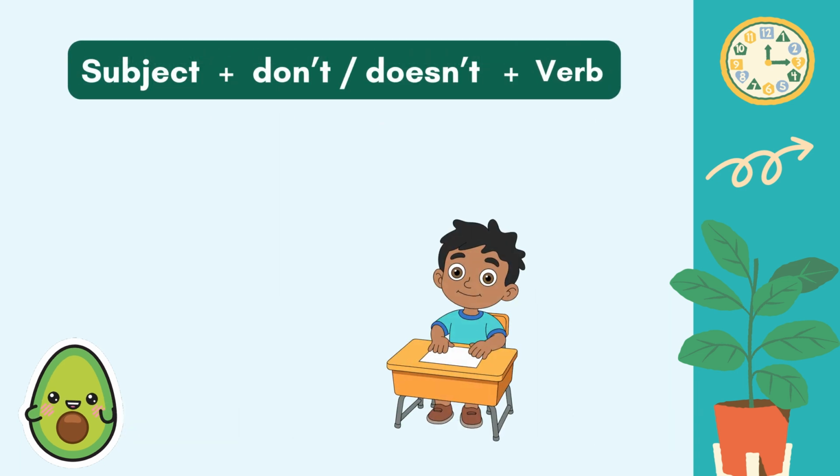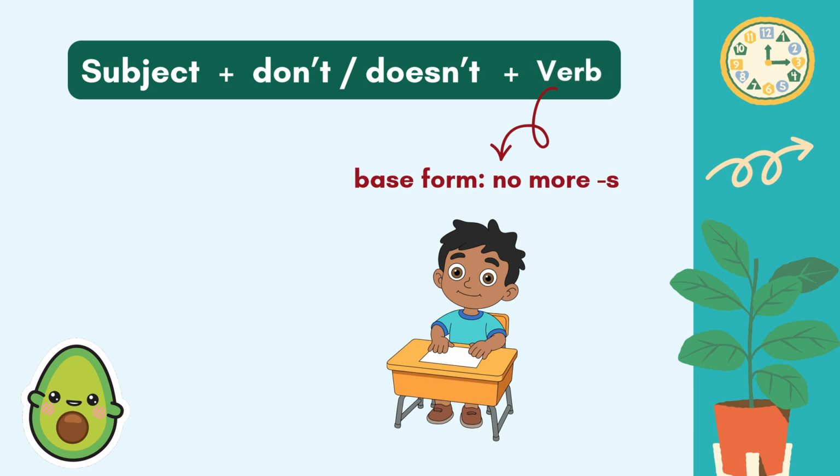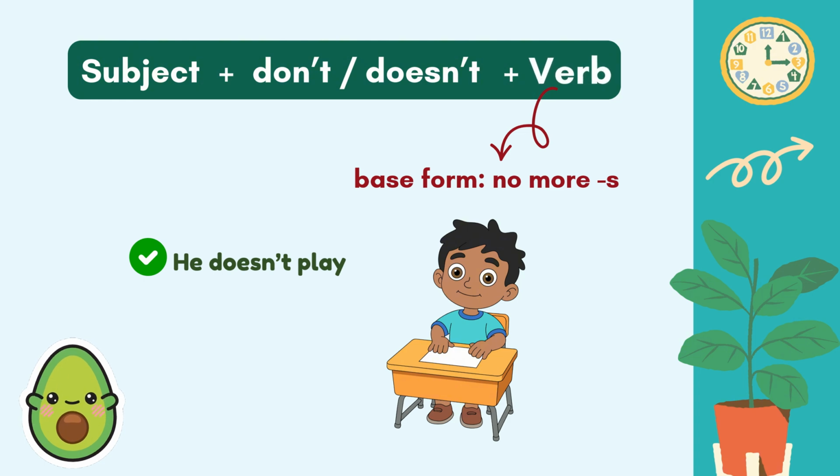Now, something very important. When we make negative sentences with don't or doesn't, the verb goes back to its base form, no more s, so we say, he doesn't play, not he doesn't plays.